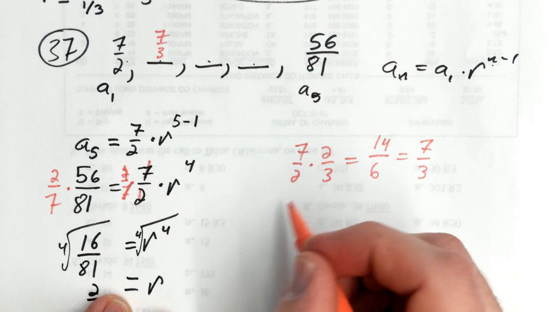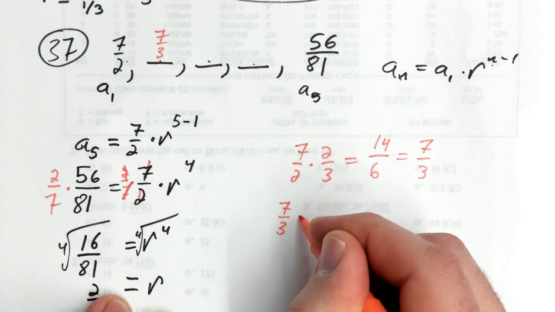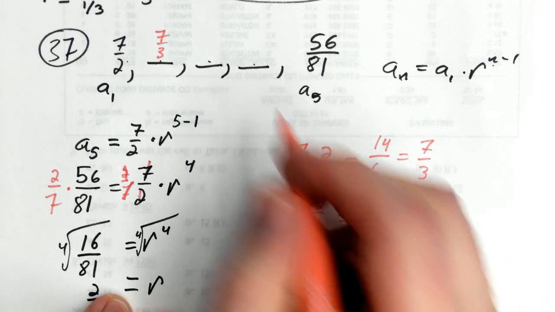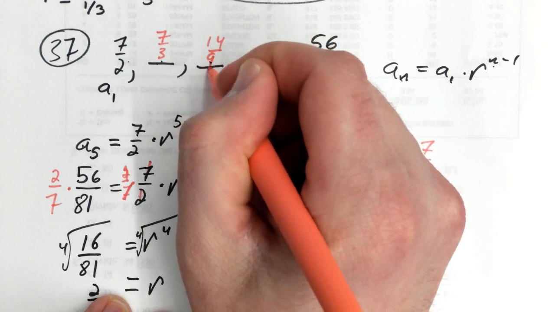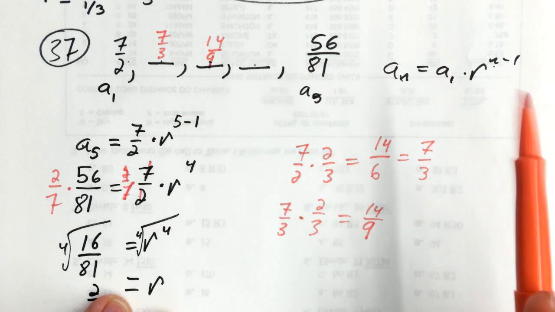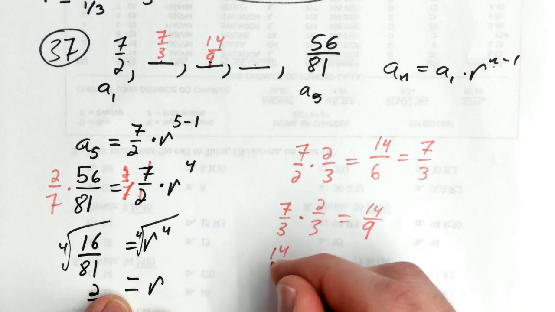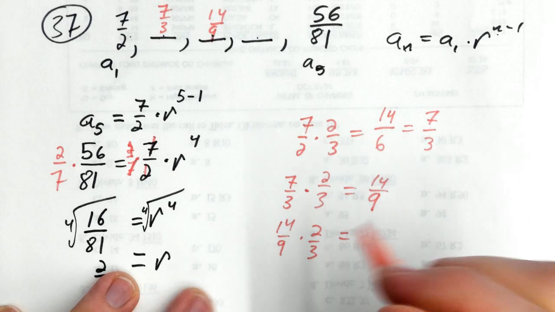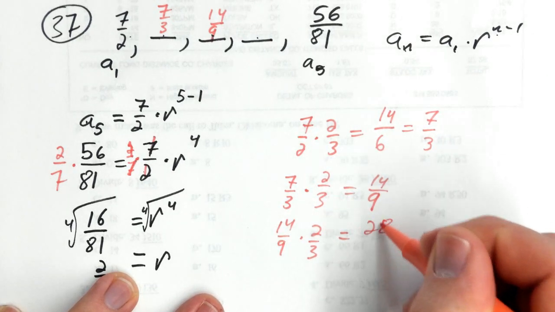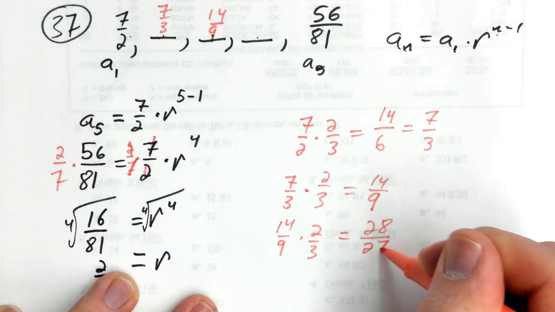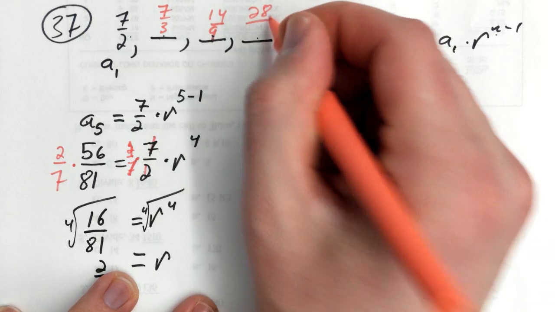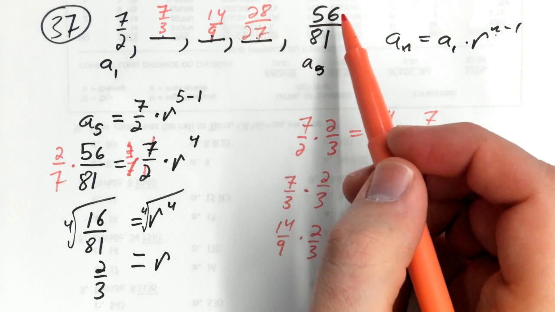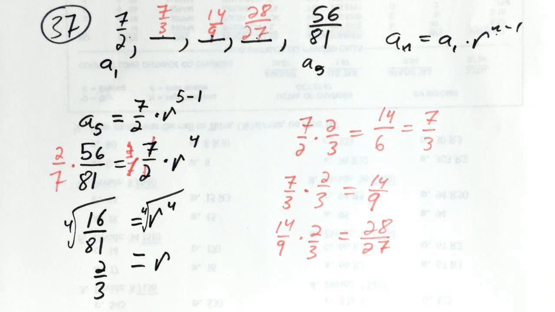So then the next term, you're going to take 7 over 3, times that by 2/3. That'll be 14 over 9. And then lastly, you're going to take 14 over 9, times that by 2/3. Again, you can use Desmos to do this if it's easier. So 28 over 9 times 3, which is 27. So 28 over 27. And then if you times that by 2/3, you'll get 56 over 81. So that's how you do number 37.